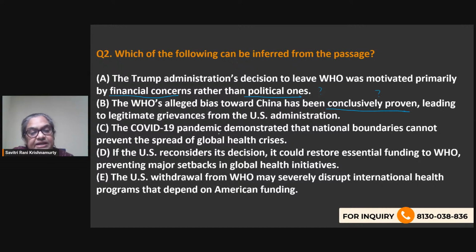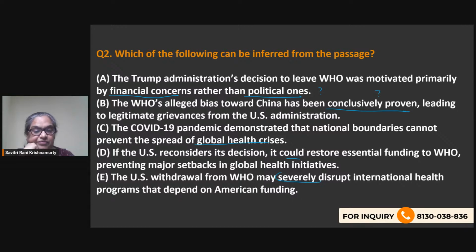The COVID-19 pandemic demonstrated that national boundaries cannot prevent the spread of global health crisis. If the US reconsiders its decision, it could restore essential funding, preventing major setbacks in global health initiatives. Or the US withdrawal from WHO may severely disrupt international health programs that depend on American funding.